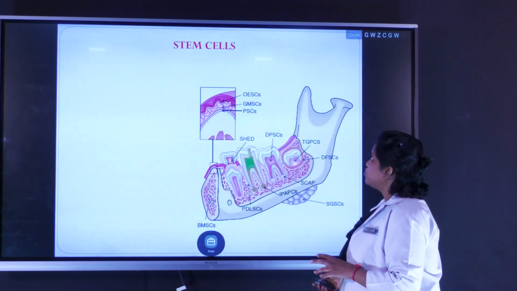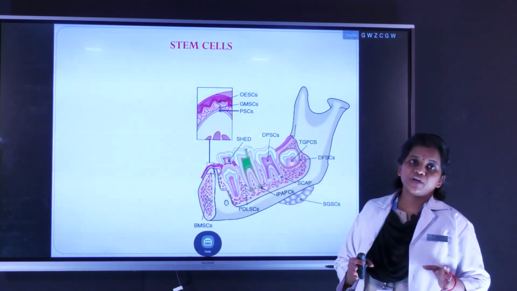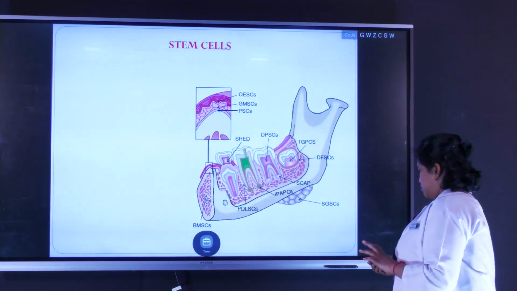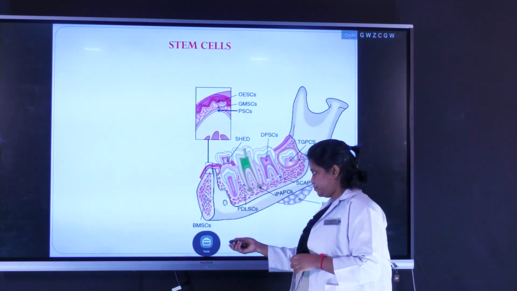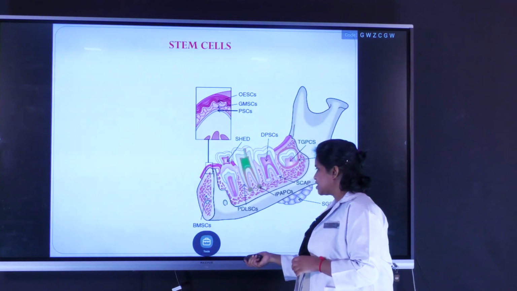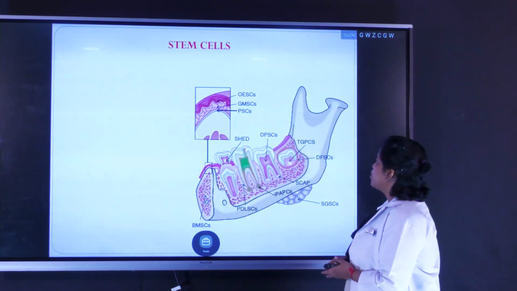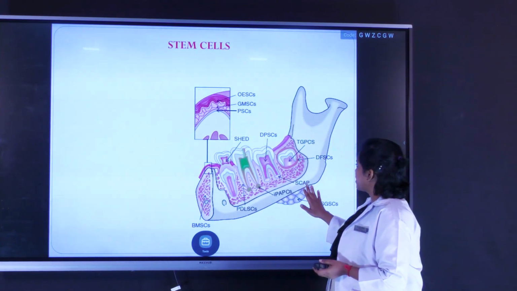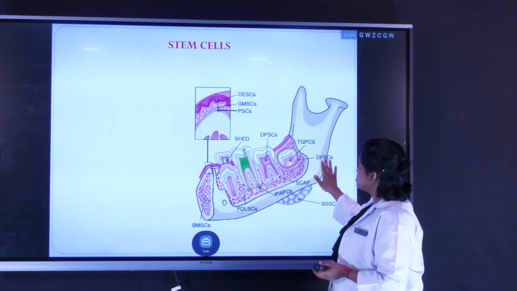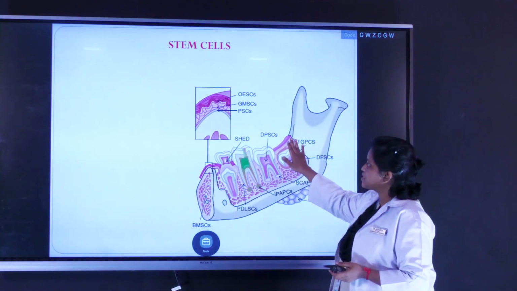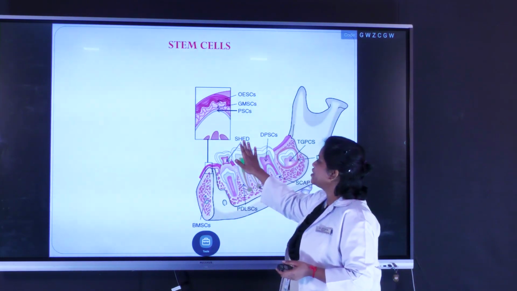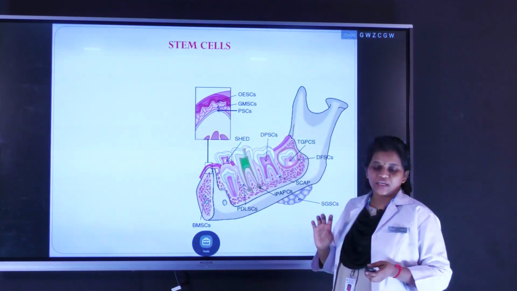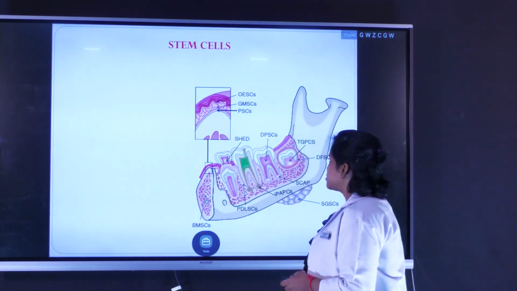Now we will go into the stem cells which are used in endodontics. We have the bone morphogenic stem cells, periodontal ligament stem cells, inflammatory periapical stem cells, stem cells from the apical papilla, dental follicle stem cells, dental pulp stem cells, and stem cells from human exfoliated deciduous teeth. So these are the stem cells particularly used in our regenerative endodontics procedures, right?